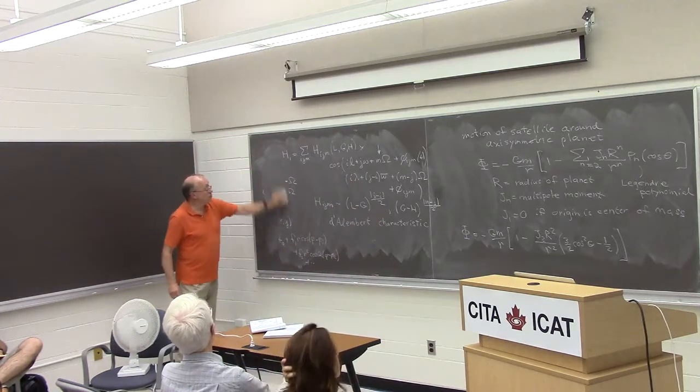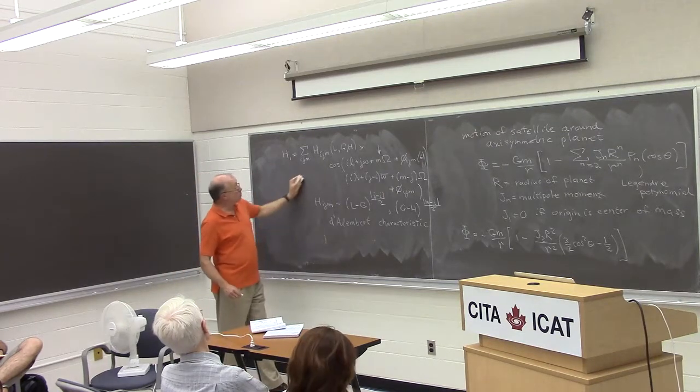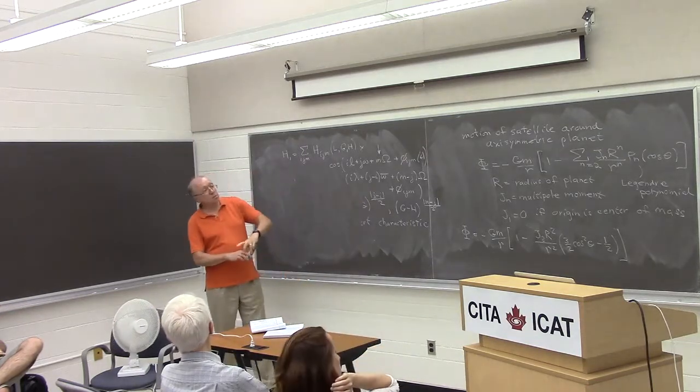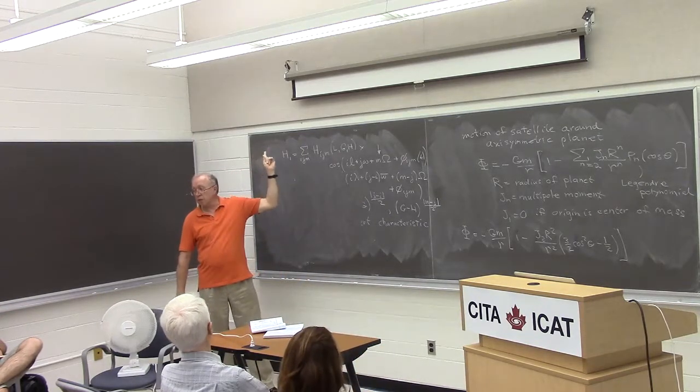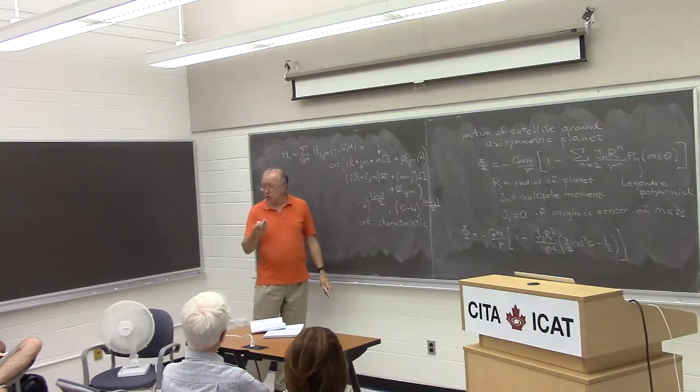Theta is the angle, sorry, theta is the polar angle from the symmetry axis of the planet. Right, so theta is pi over 2 in the equator.